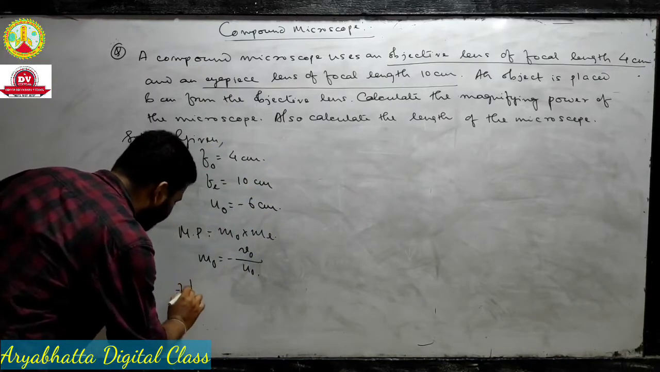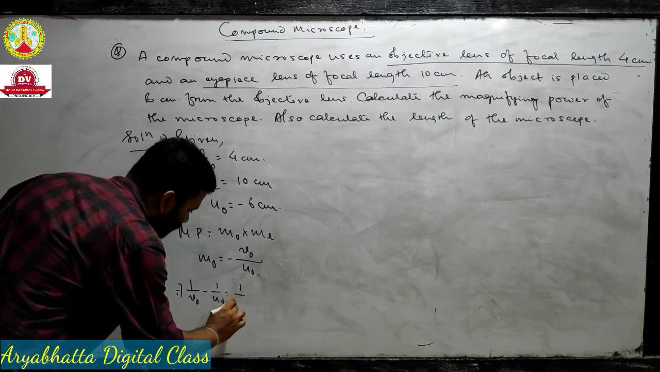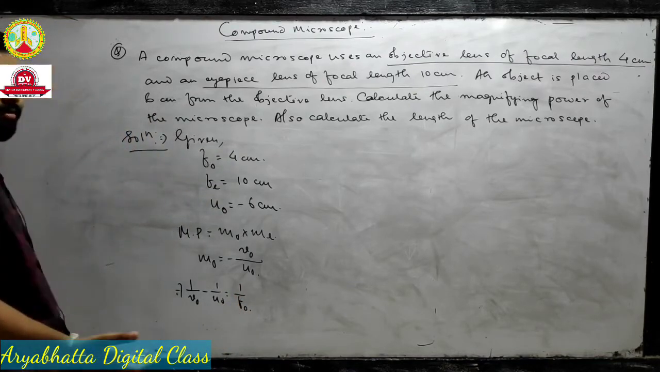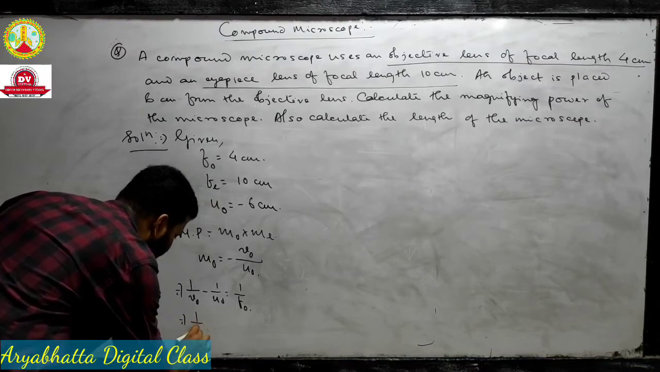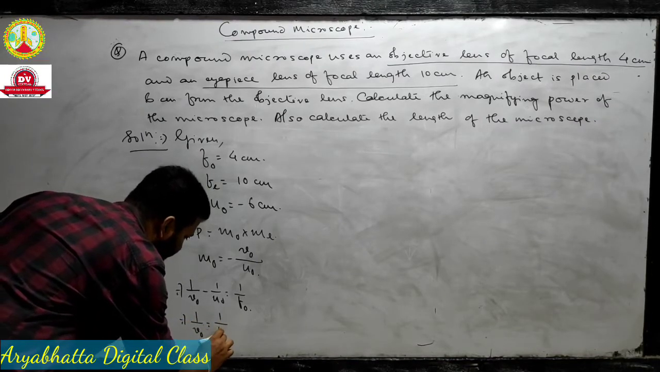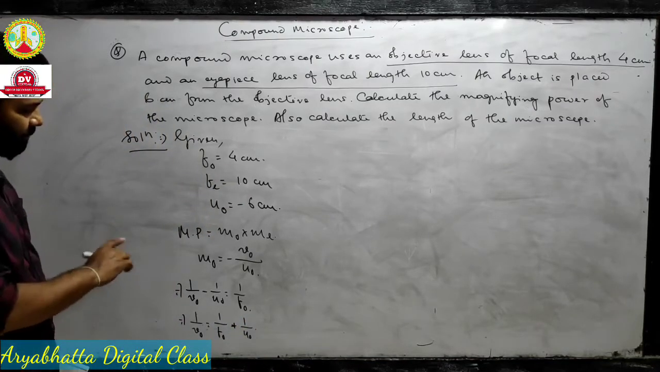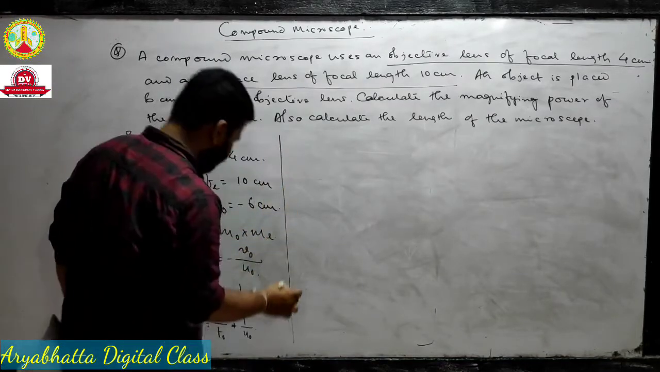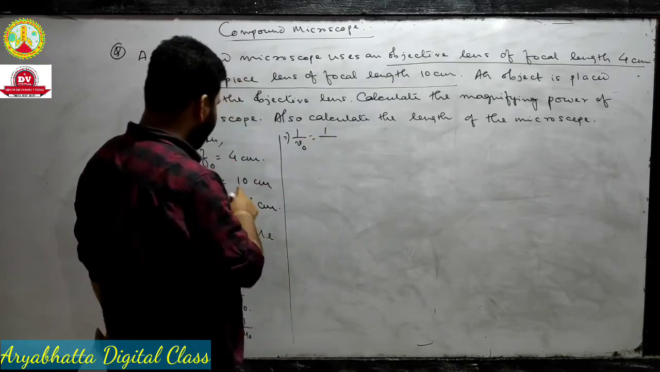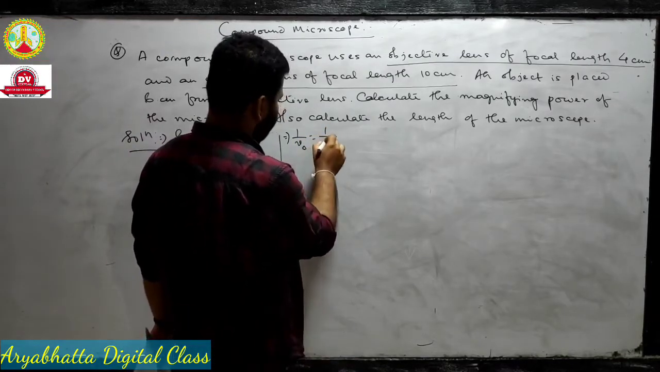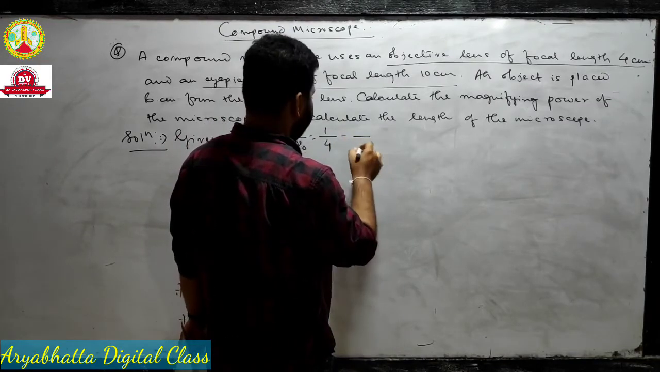We will use this formula for lens: 1 by VO minus 1 by UO is equal to 1 by FO. This is nothing but the lens formula. We are interested to calculate VO, so it will be 1 by FO plus 1 by UO. In the next step, 1 by VO is equal to 1 by FO, which is 4, plus, it will be minus, U is 6.